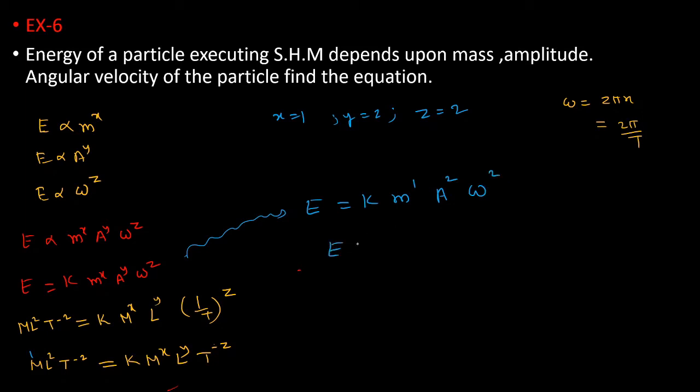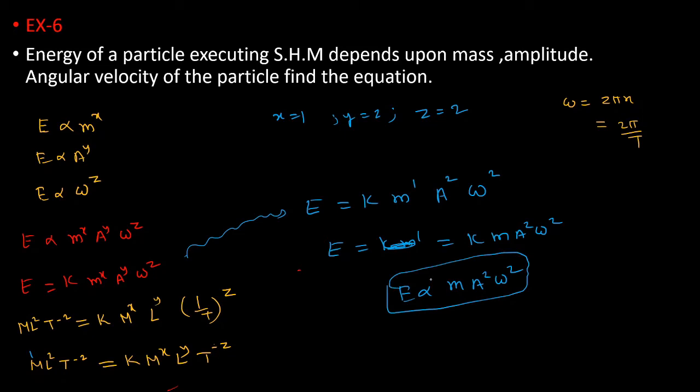Now what will be the value of E? E will be k into m to the power 1. Clear? Okay, just directly write here na. Right here, just write here k into m a square omega square. So that will be the equation of energy, that is m a square omega square. Okay, that will be the equation of energy that we have got the value from this given term.